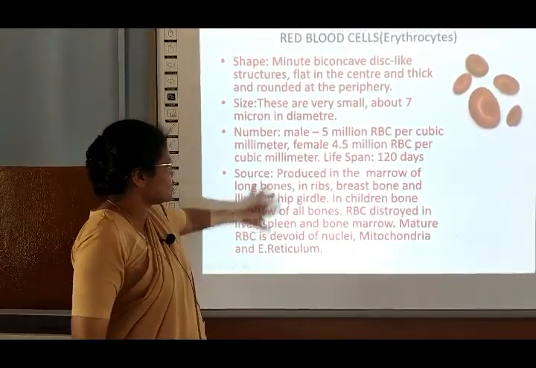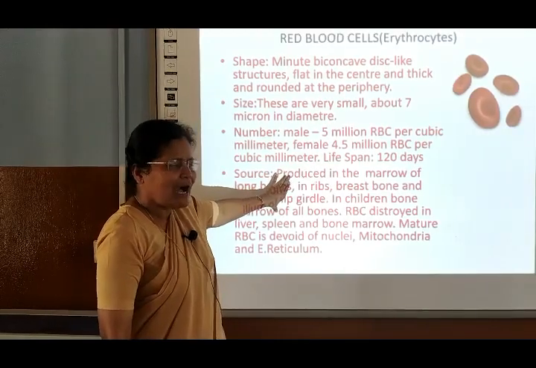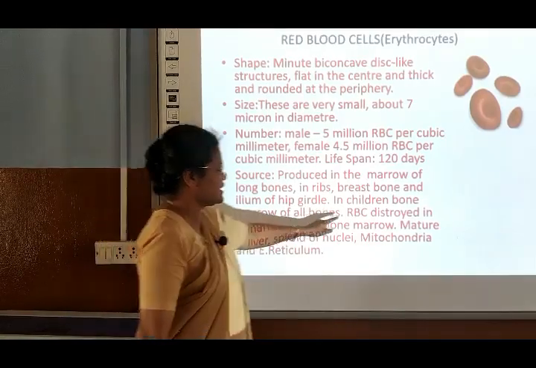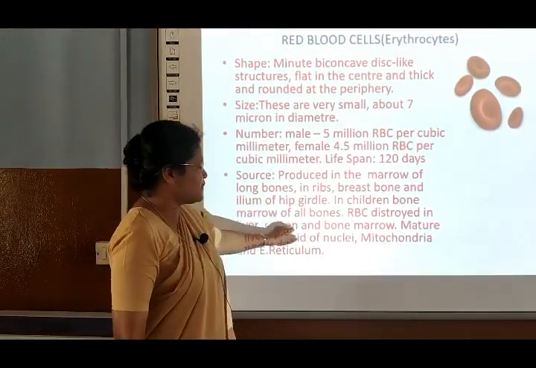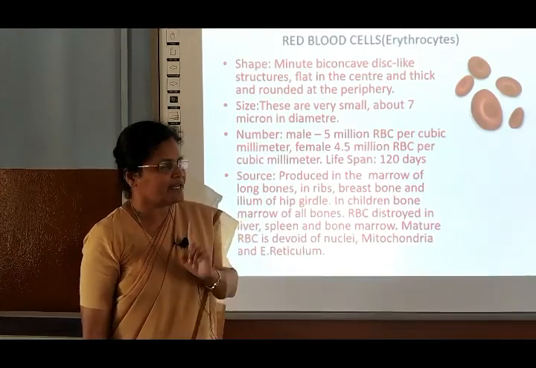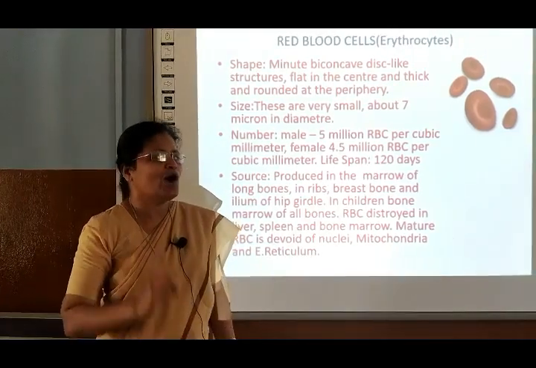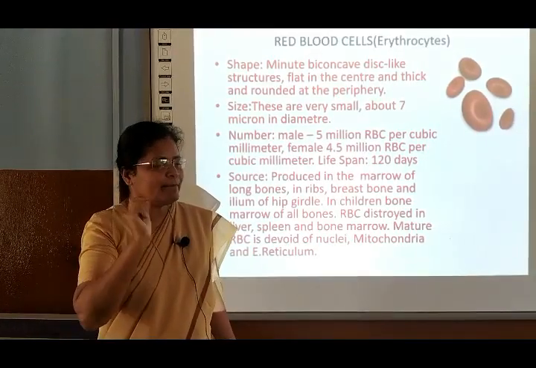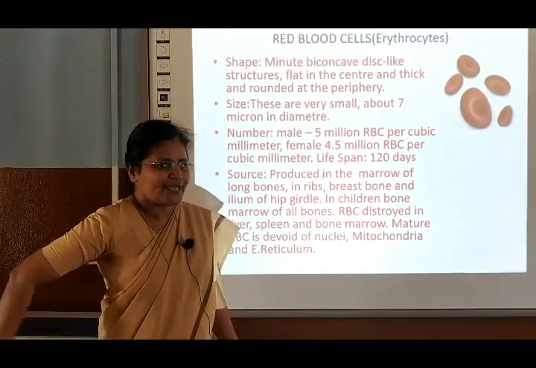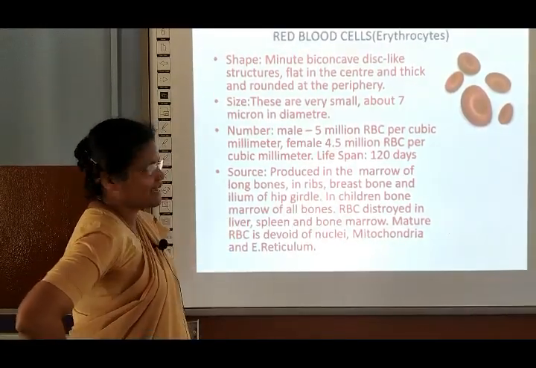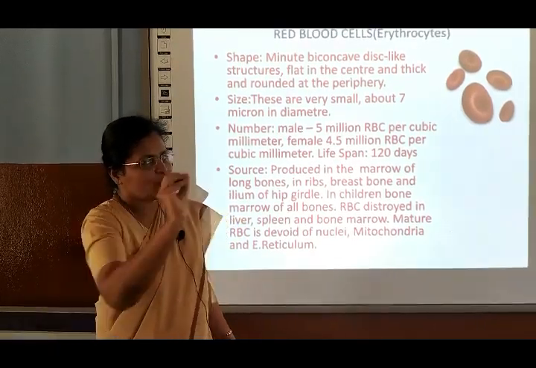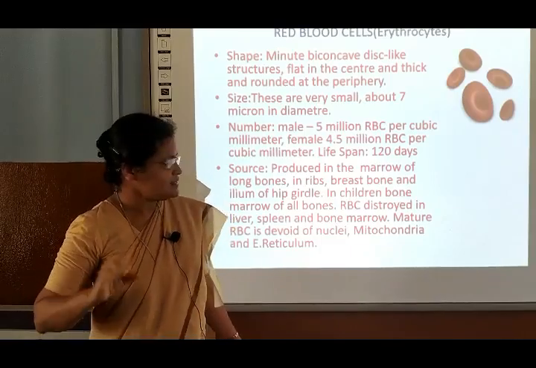RBC, where is it destroyed? So source, this is your source. Where we produce RBC, where formation happens, is here. Where it is destroyed, RBC gets destroyed in liver, spleen and bone marrow. Remember children, RBC is destroyed in liver, spleen and bone marrow. Where is it produced? In the bone marrow of your long bones, your breastbone, your rib bone, your hip girdle, ileum of the hip girdle, etc. But in children, in the marrow of all the bones it's produced. So it is produced there, but it is destroyed in liver and spleen.